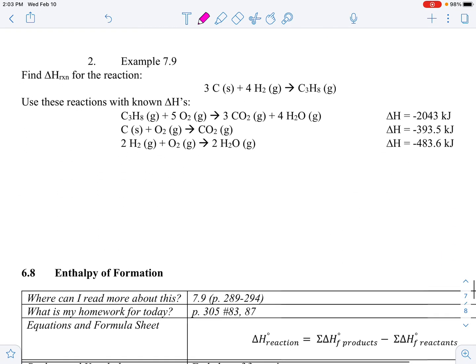We're trying to find the delta H for this reaction, and we're trying to use these three bottom reactions to get there. Here's how I do it. You can find your own way, but hopefully it's a similar method, because hopefully I'm doing it the easy way. We have C3H8. I see that up here, and it's a product, and I need one of them. So I need to reverse this reaction.